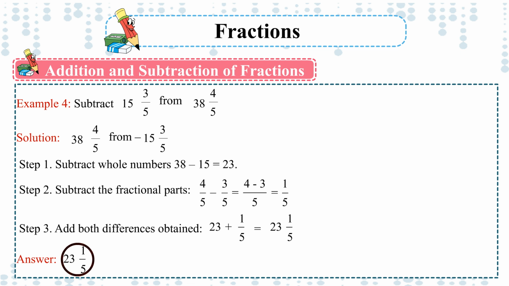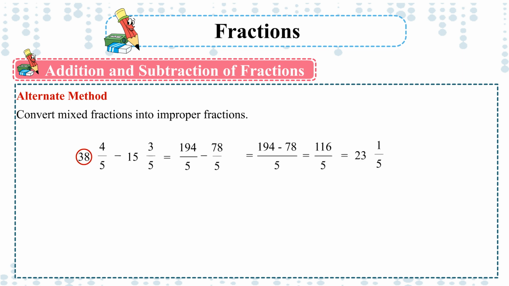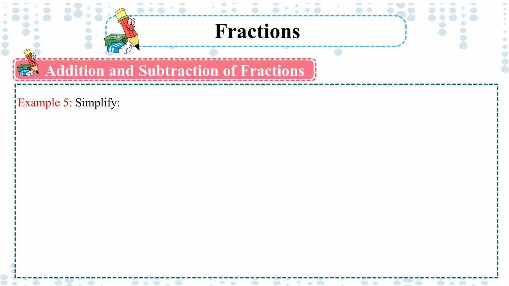Alternate method. Convert mixed fractions into improper fractions. 38, 4 upon 5 minus 15, 3 upon 5 is equal to 194 upon 5 minus 78 upon 5 is equal to 116 upon 5 is equal to 23, 1 upon 5.